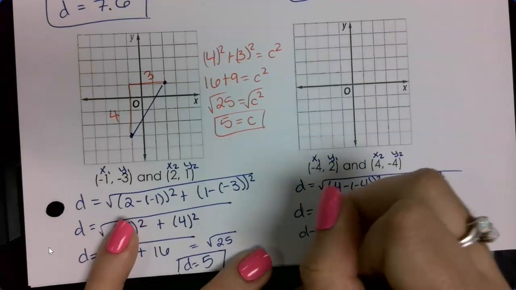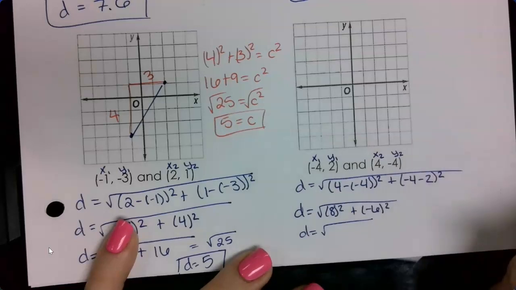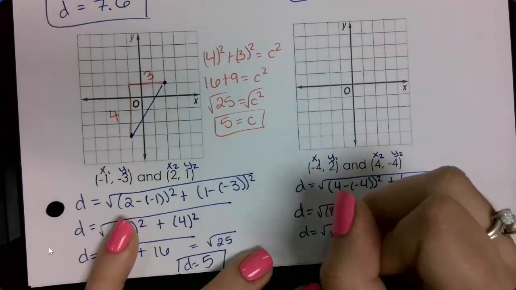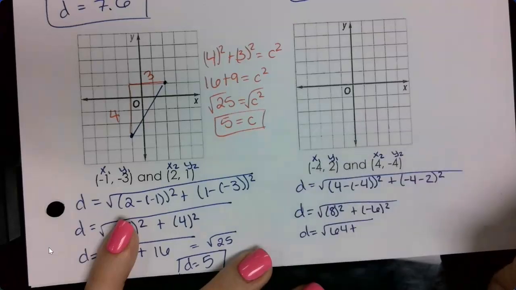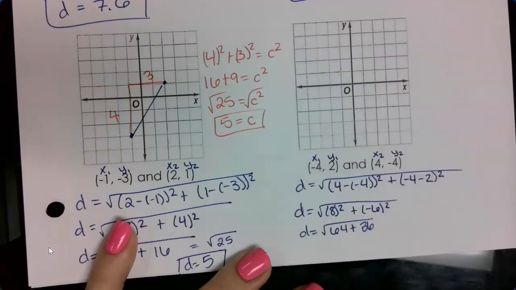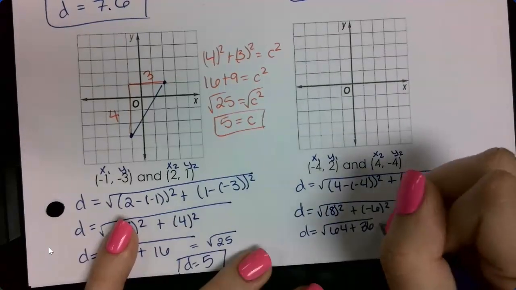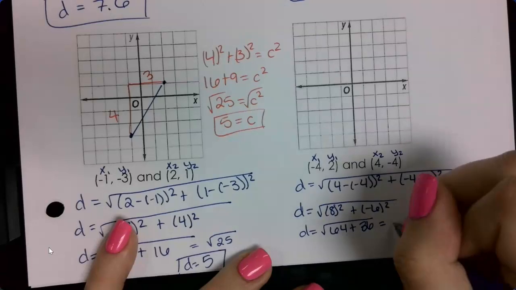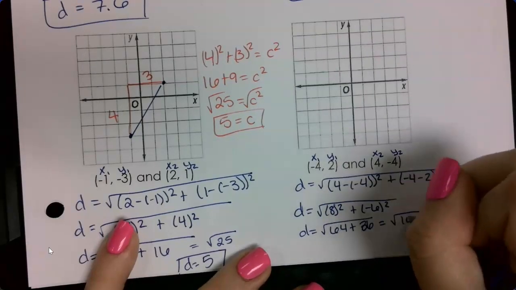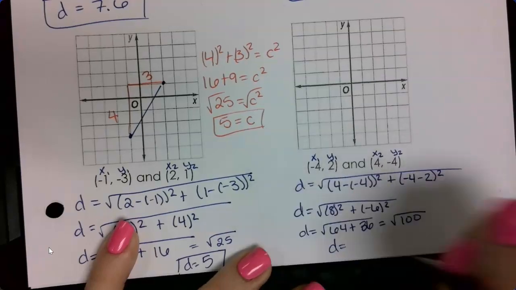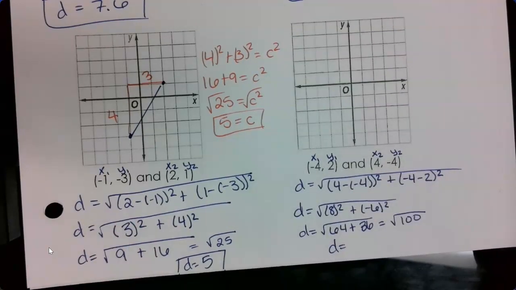Okay, what is 8 squared? 64. And negative 6 squared? 36. Positive 36. Whenever I square a negative number, it always turns positive. 64 plus 36? 98. Try again. 100. And then the square root of 100? 10.